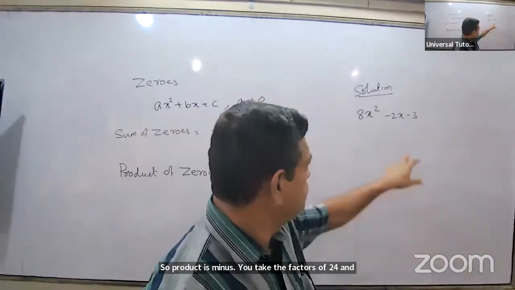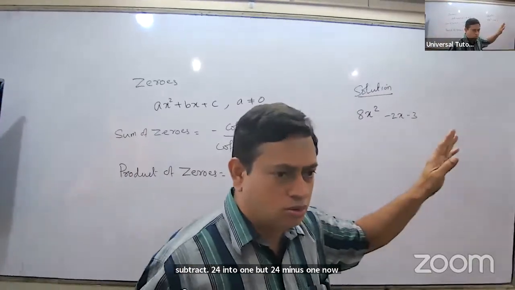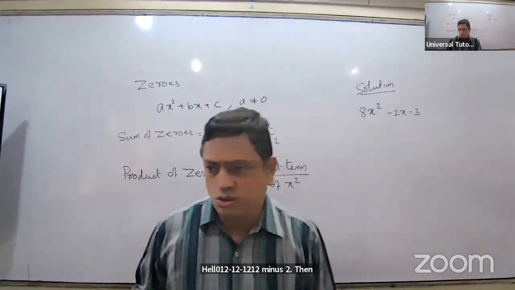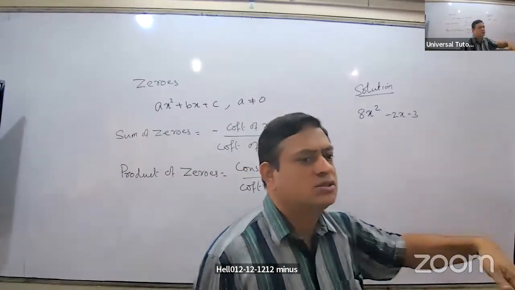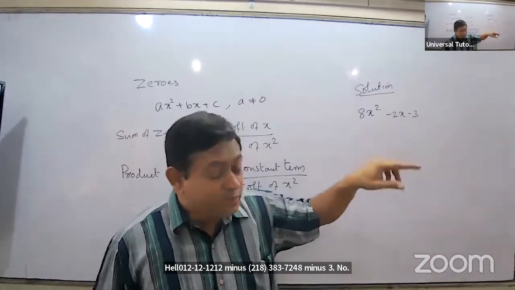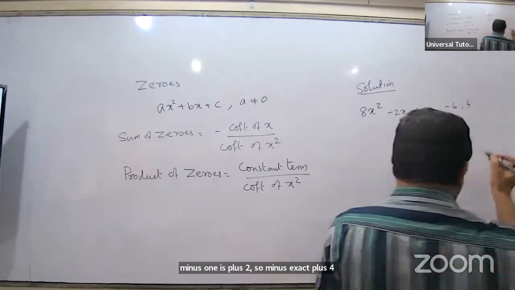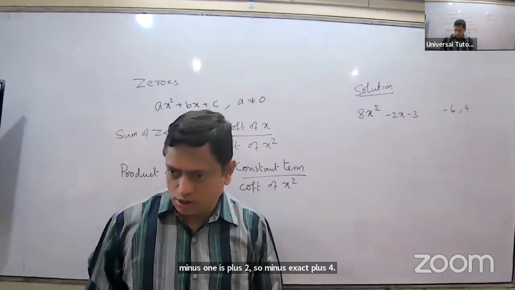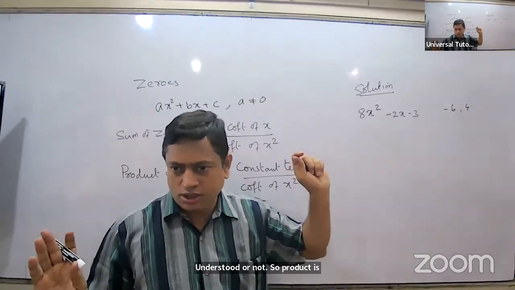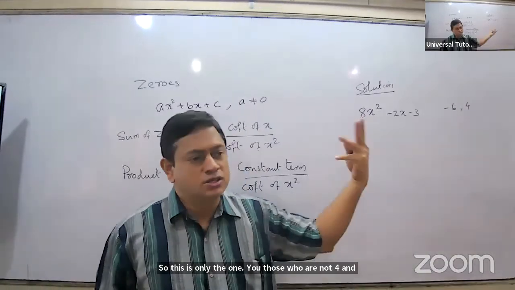24 and 1: 24 minus 1, no. 12 and 2: 12 minus 2 is 10, no. 8 and 3: 8 threes are 24, 8 minus 3, no. Then 6 and 4: 6 fours are 24, and 6 minus 4 is 2. So minus 6 and plus 4. That way you think and do it. Understood or not? Be careful: the product is minus 24 and the sum is minus 2. Those who wrote 4 and minus 6 are also correct; minus 6 and 4 is also correct.